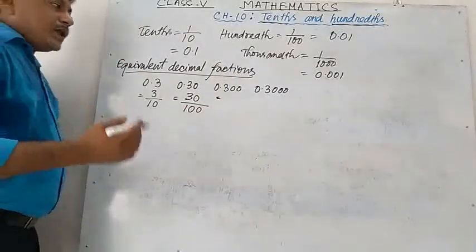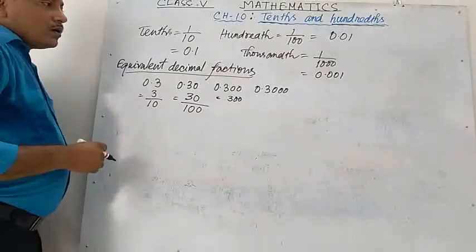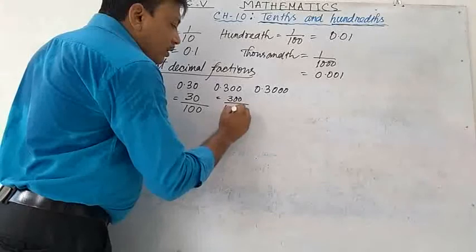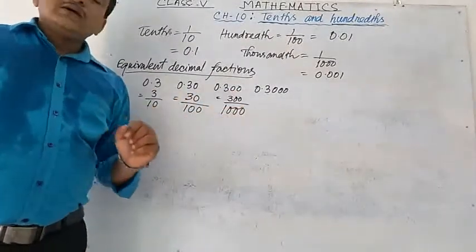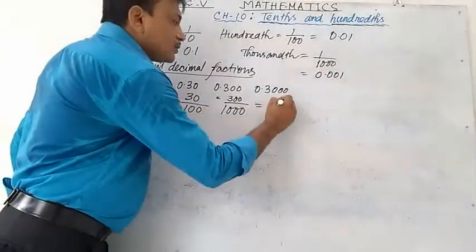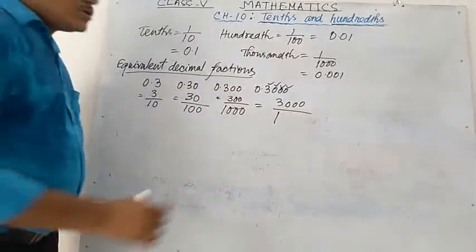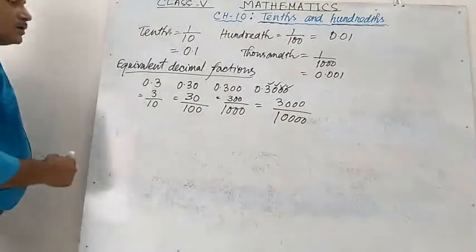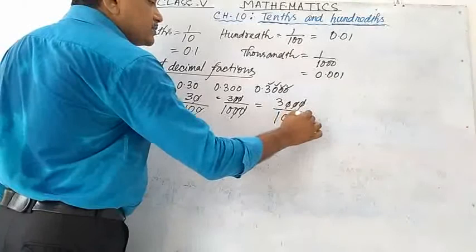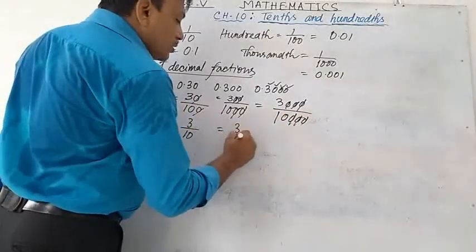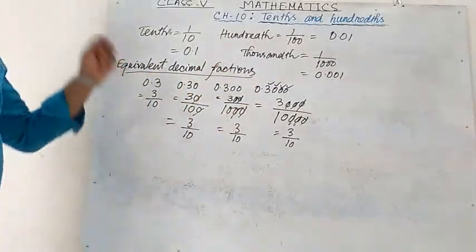Again for this similar process, without point write the number 300 divided by 1000, because there are 3 decimal places, and in this one 3000 divided by 1 and 4 zeros, as there are 4 digits. Now if I simplify, cut the zeros. This one equals 3 by 10, this one equals 3 by 10, this one equals 3 by 10. So all the decimal fractions have the same value.